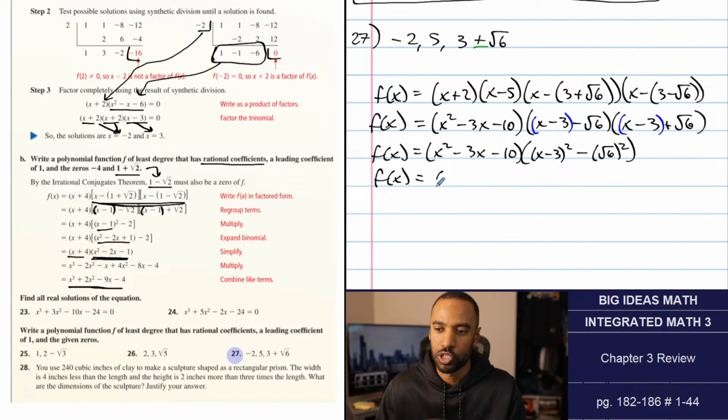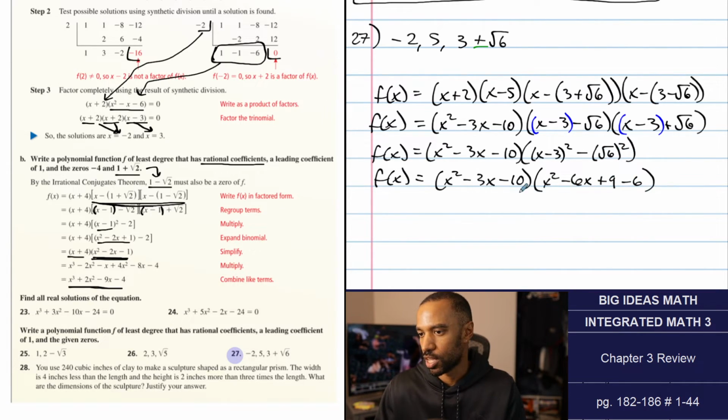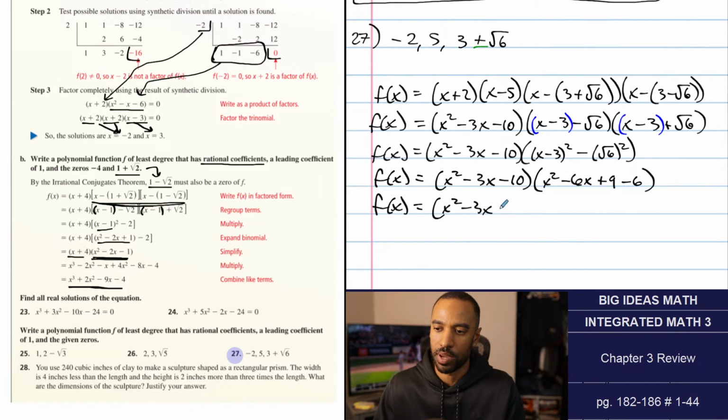So again, this first term is hanging out. It's waiting. X minus 3 quantity squared expands into x squared minus 6x plus 9. We are going to now subtract that 6 that's there. And now this becomes x squared minus 3x minus 10 times x squared minus 6x plus 3.